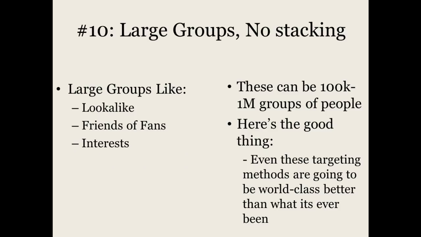Okay, so next, large groups, no stacking. Large groups like lookalike, friends of fans, interest. They are not 100% accurate in giving you statistics, I mean, an accurate sale, since they are just friends of your fans. For example, they are not your actual fans, so there is a possibility that these friends of your fans do not like what your fans want. Next, this can be a 100K or 1 million group of people. Here's the good thing: even these targeting methods are going to be world class, better than they've ever been.